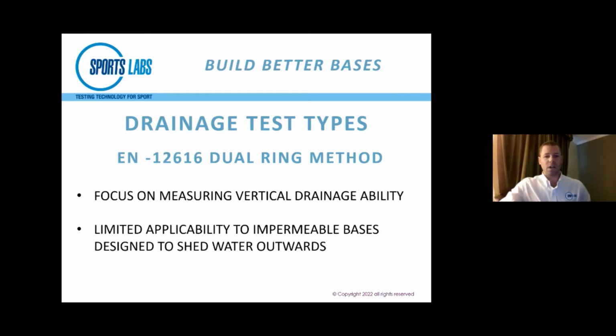So we have our dual ring method, which really is focused on vertical drainage. It's got the advantage of isolating a small area on the field, and really it just focuses on does this surface drain vertically. Another advantage is, of course, we can isolate layer by layer.